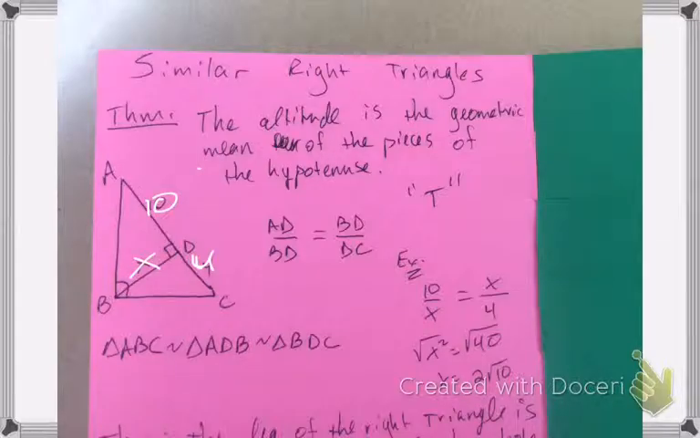Now I have a proportion that I can cross multiply and solve. x times x is x squared, and 4 times 10 is 40. Square root both sides, and reduce the radical to get 2 radical 10. That's going to be the length of the altitude.